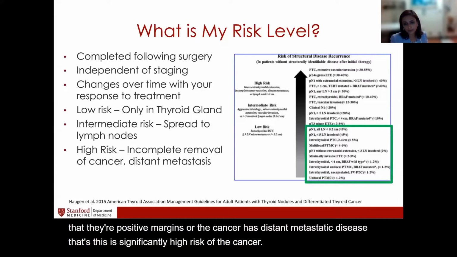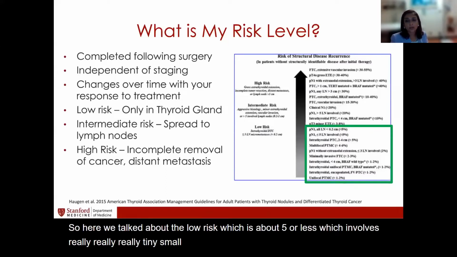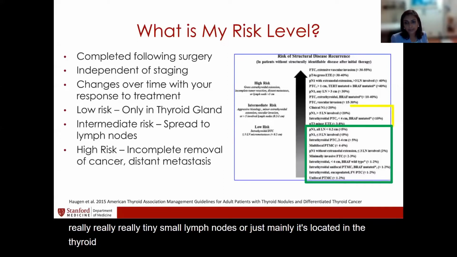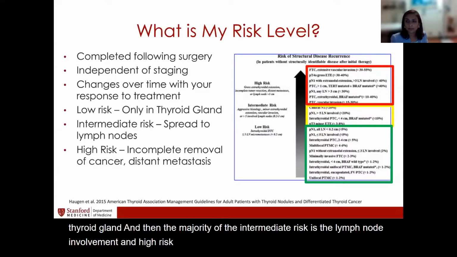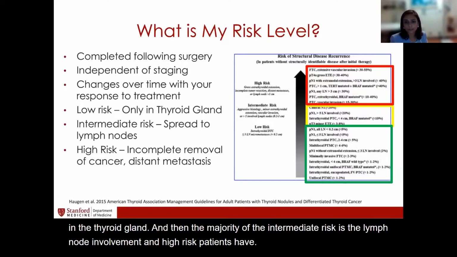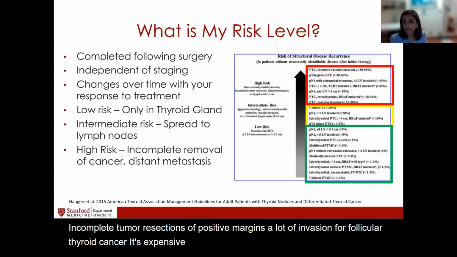So here we talked about the low risk, which is about 5% or less, which involves really, really tiny, small lymph nodes, or just mainly it's located in the thyroid gland. And then the majority of the intermediate risk is the lymph node involvement, and high risk patients have incomplete tumor resections or positive margins, a lot of invasion for follicular thyroid cancer. It's extensive invasion of over 4 areas, and then any significantly distant metastatic disease.